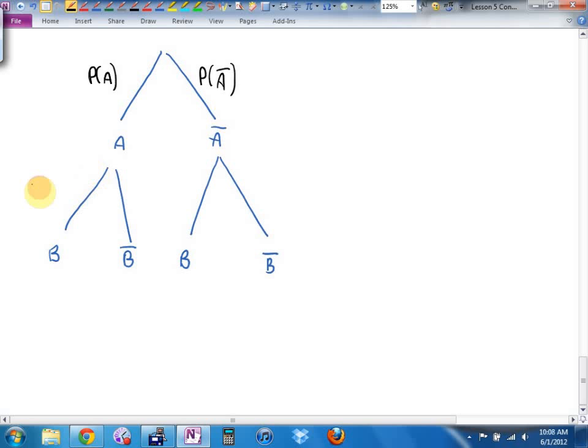We would call this number here the probability of B occurring given that A has occurred. This is the probability of B not occurring given that A has occurred. I call this one the probability of B occurring given what? A hasn't occurred. And this is the probability of B doesn't occur given that A doesn't occur. There's my generic tree in notation.